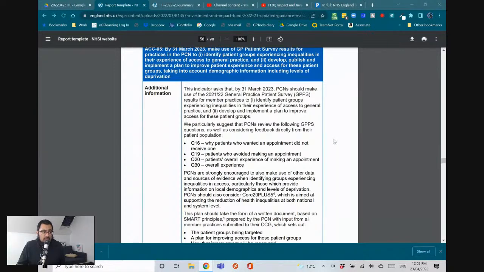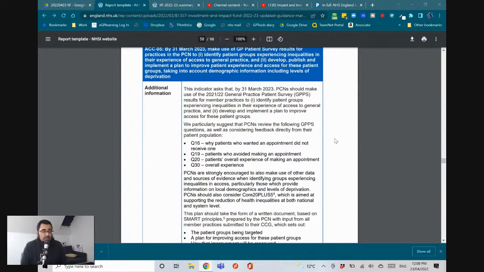In particular, they're asking you to focus on question 16, why did patients who wanted an appointment not receive one? Question 19, patients who avoided making an appointment. Question 20, patients' overall experience of making an appointment. And question 30, overall experience.